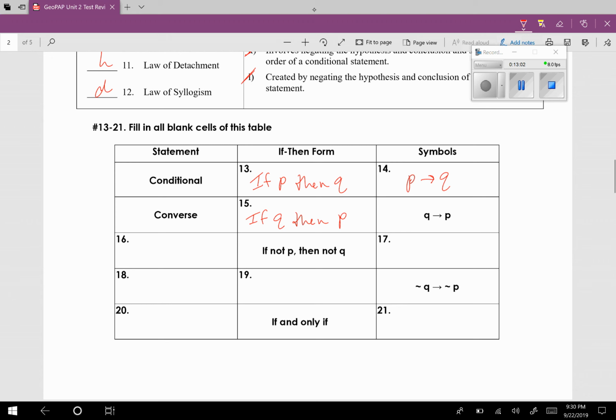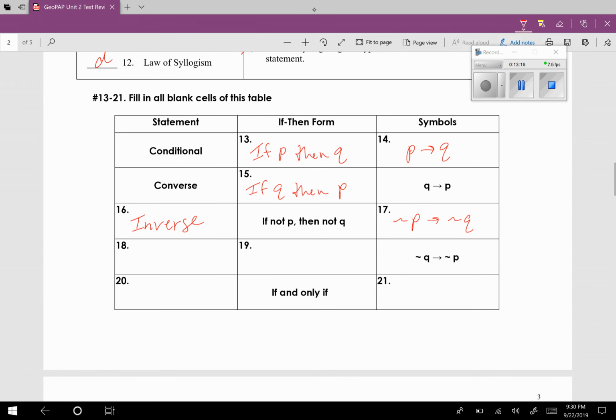Okay. If not Q, then not P. Or sorry, if not P, then not Q. So not P implies not Q. That's just negating it, so that's the inverse. Okay, next one here, it says if not Q, then not P. Okay, so we're negating and switching, so that's the contrapositive.